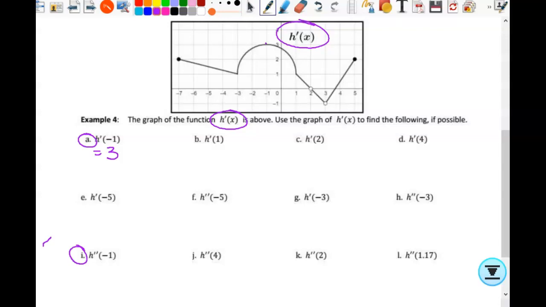So what do you think the double prime means? It's the slope of this. So h prime is the derivative of h, right? This is the derivative of h prime. So if what I have is h prime, then h double prime is going to be the slope of that one. Does that make sense to you? So the slope, when x is negative 1, what's the slope of that tangent line? 0. Okay, that makes sense to you?